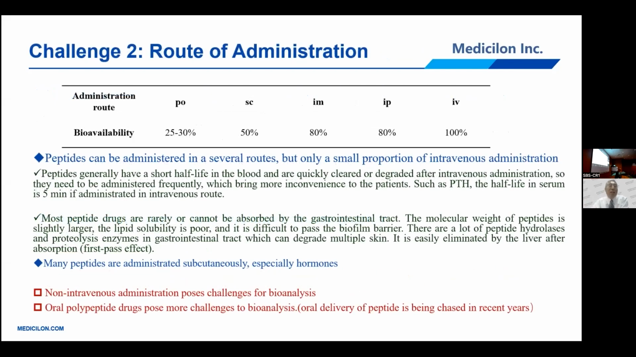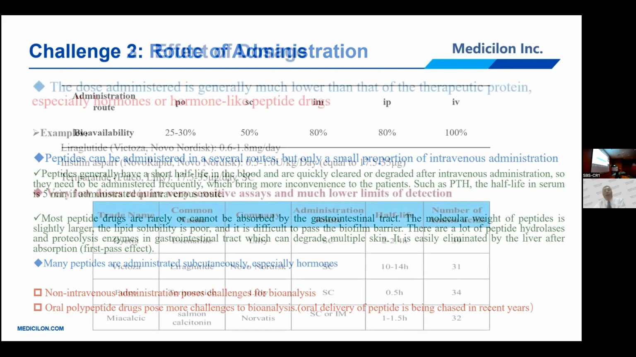The second challenge is the route of administration, because most of the time peptide drugs are given subcutaneously or orally, and usually at low doses. Low doses cause low drug concentration in the blood sample, so we need a very sensitive bioanalysis method.